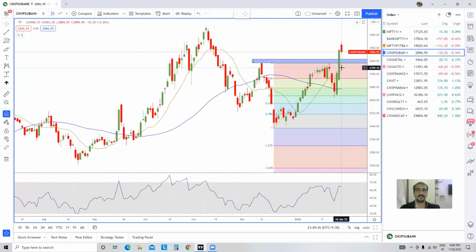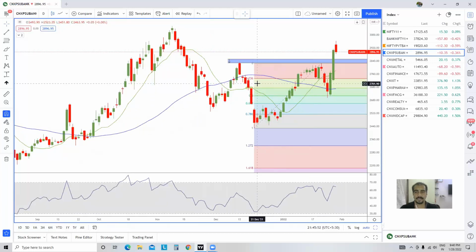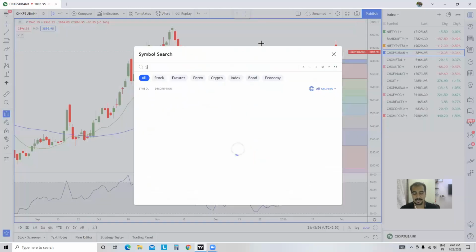And I think in the video which I made on the 25th of Jan, I had told auto and PSU banking index, these are the two indexes which might outperform, and we did see a very decent move in PSU banking space. So you can see already this particular index is outperforming.